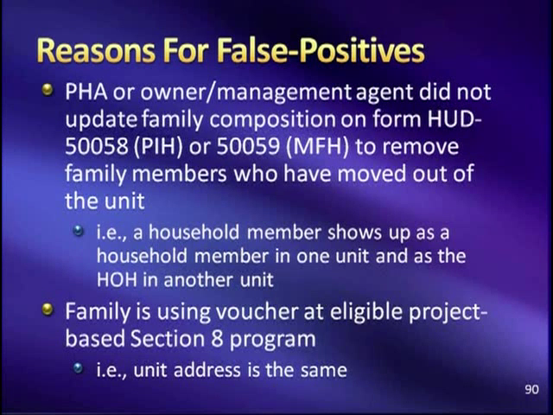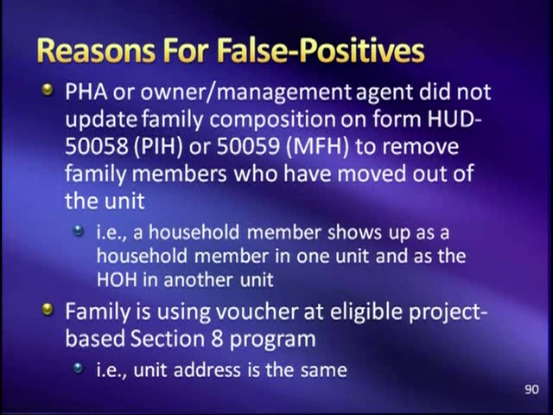The second scenario is where your family is using a housing choice voucher at an eligible project-based Section 8 program under the multifamily housing program. I'm going to show you what these false positives look like in just a second. You'll be able to spot these as false positives because the address listed on the 50058 and the 50059 are exact. It'll be 123 Main Street on the 50058 and 123 Main Street on the 50059.